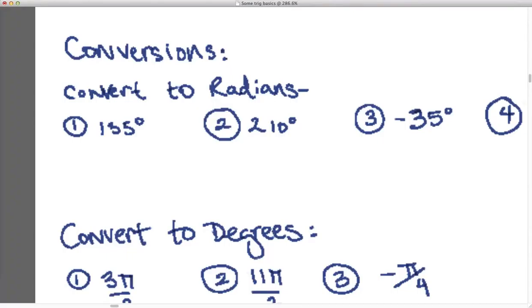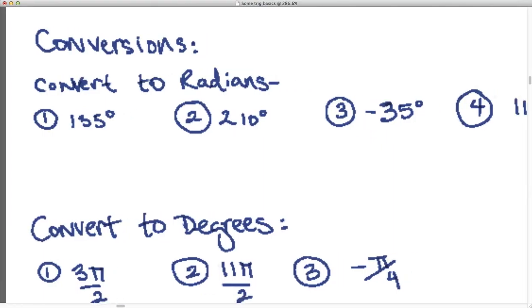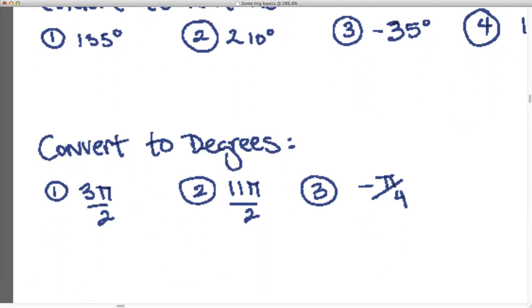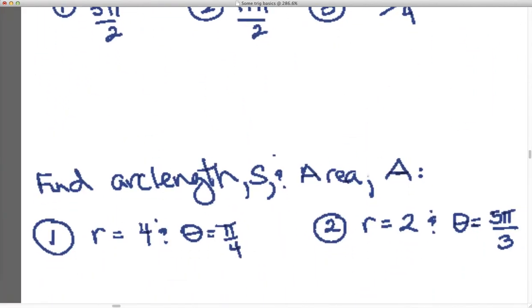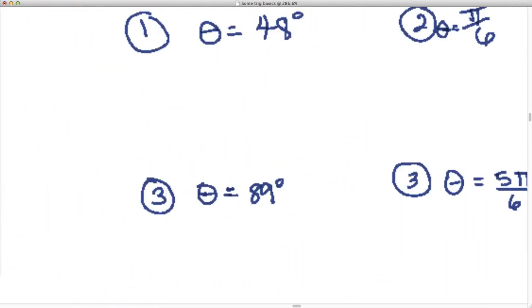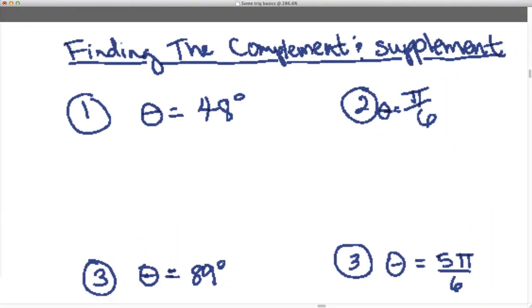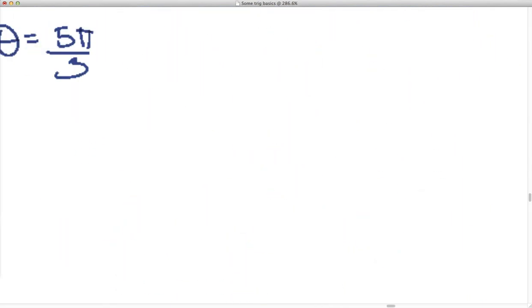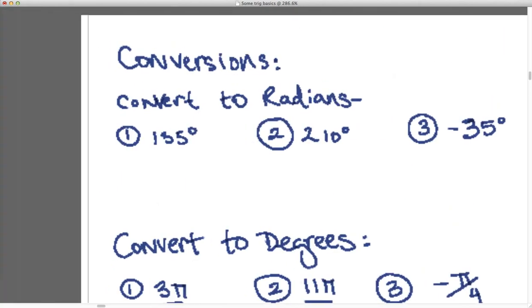Today we're going to be looking at some trig basics, some things you should be able to do right at the beginning of trig. Everything from conversions to arc length, area, and complements, supplements, and that's about it. Okay, so let's look at it.